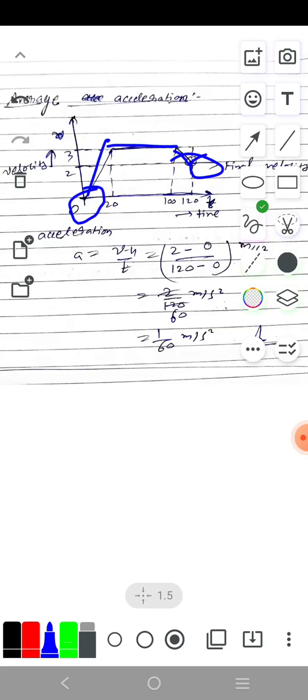So what is the final speed? Final speed is 2 meters per second. What is the initial speed? Initial speed is 0 meters per second. And what is the time interval? 0 to 120. So the change in velocity is 2 minus 0, 2 meters per second, and the change in time is 120. So the acceleration is 1 by 60 meters per second squared.